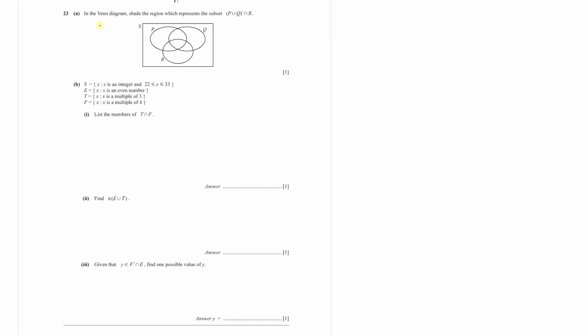So that's your question number 22. So let's move on to question number 23. In the Venn diagram, shade the region which represents the subset P union Q complement intersection R.